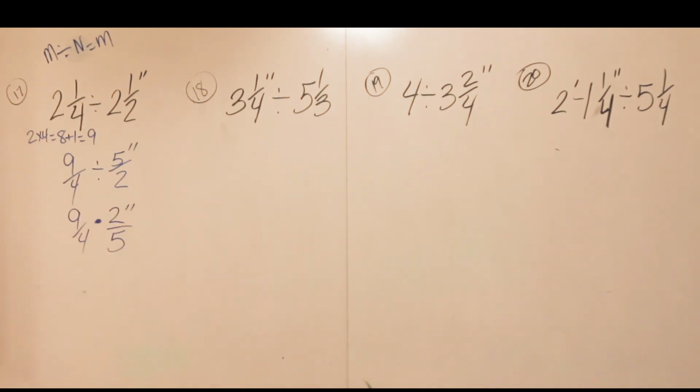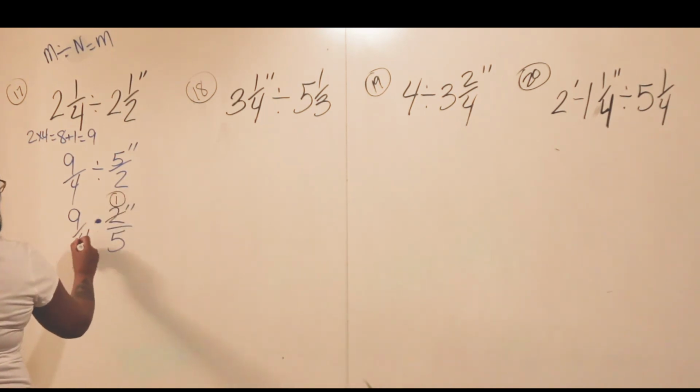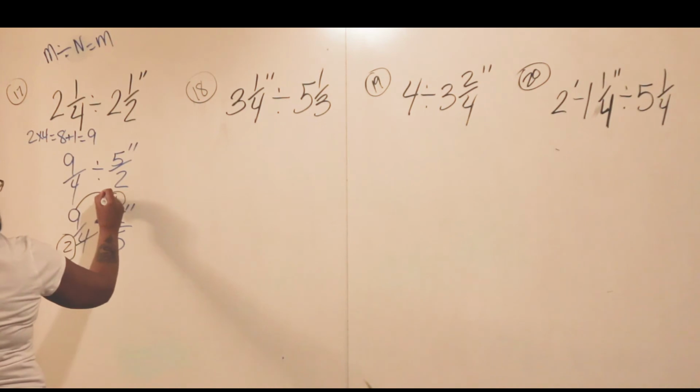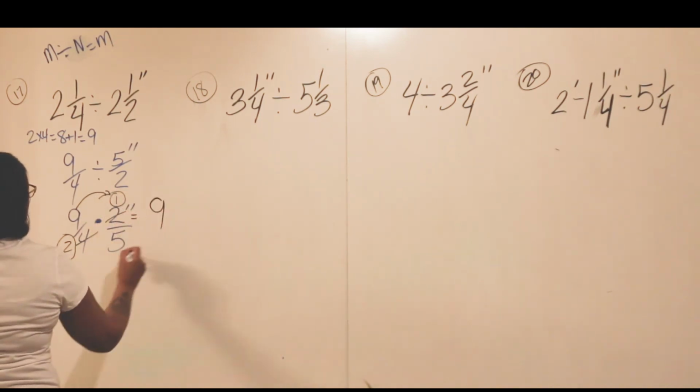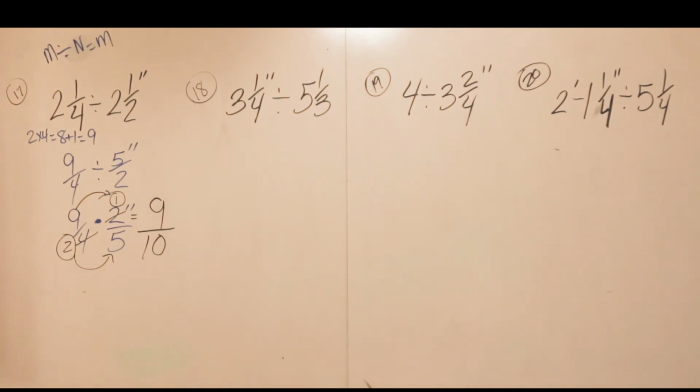Let's keep them moving. And now we cross reduce. Can we cross reduce 5 and 9? We know we can't, but 2 and 4 we can. 2 becomes 1, 4 becomes 2. Can't cross reduce anymore, so 9 times 1 is 9, and 2 times 5 is 10. We got 9 over 10.